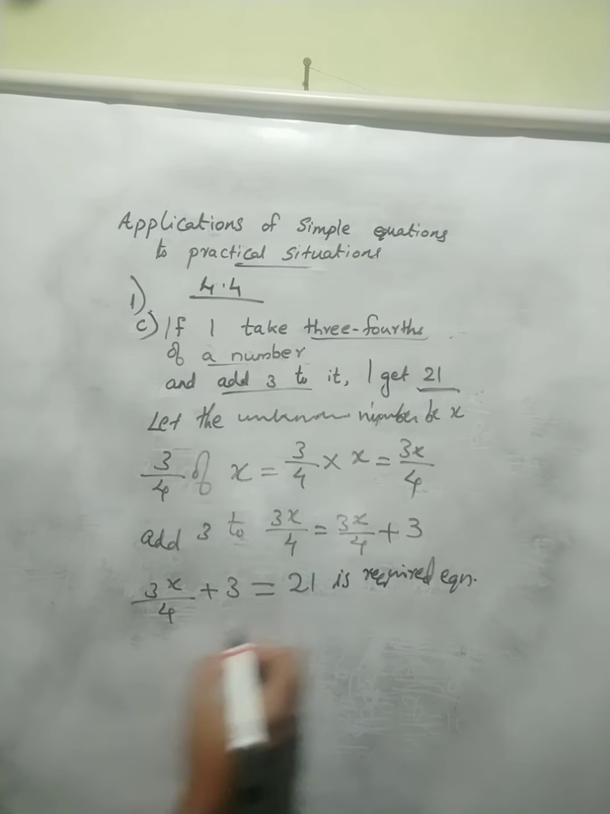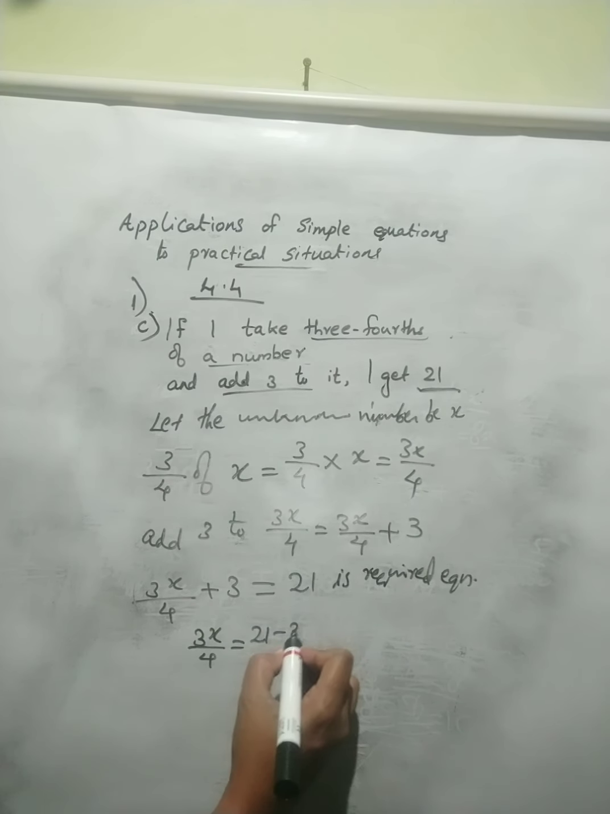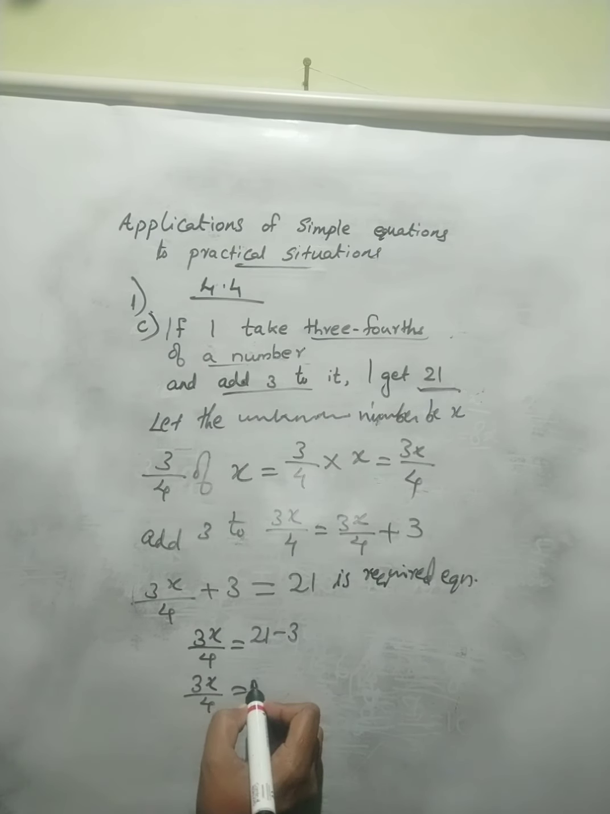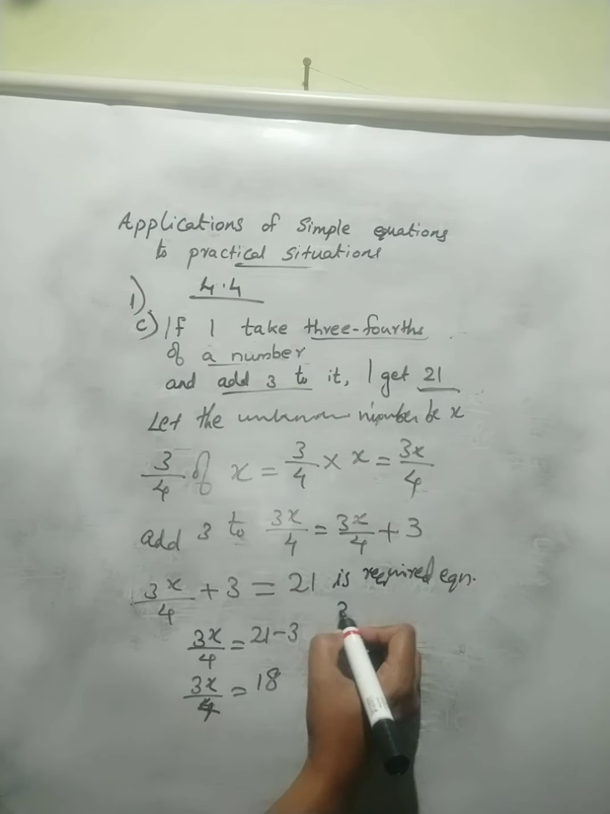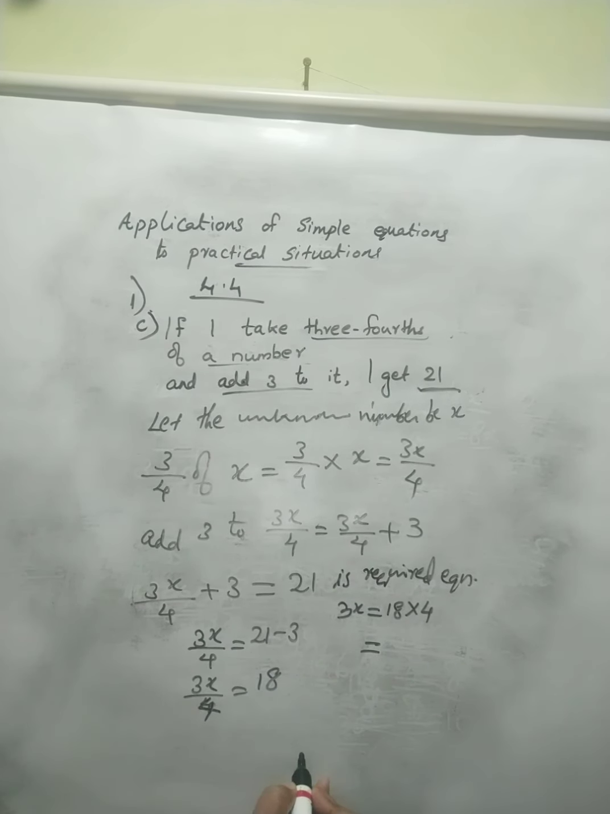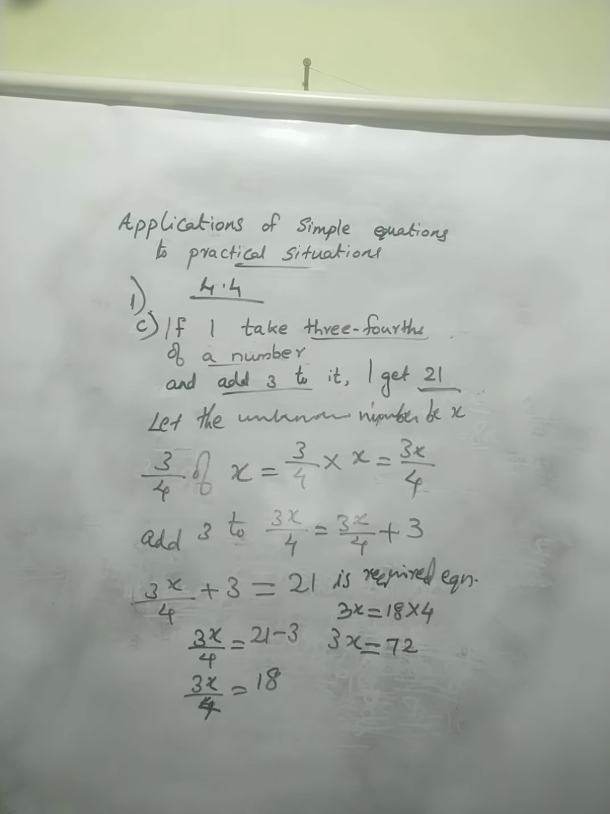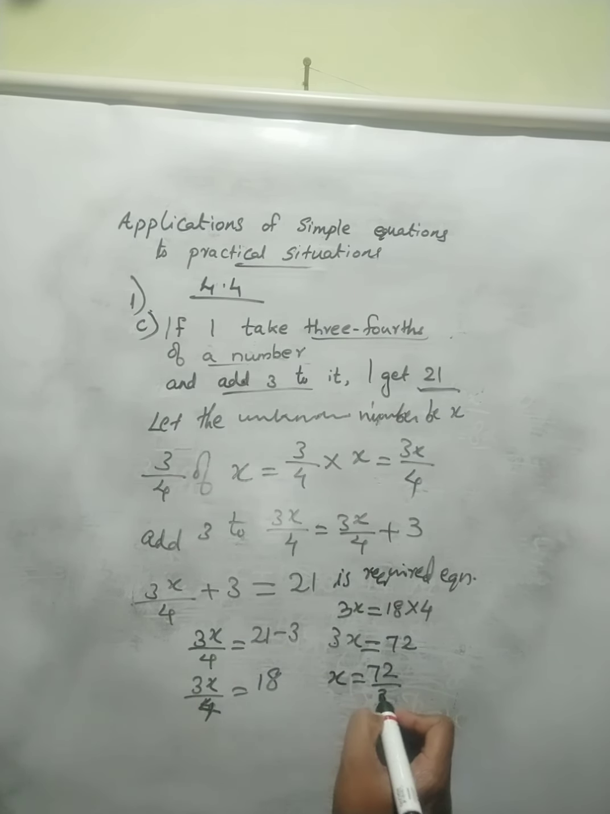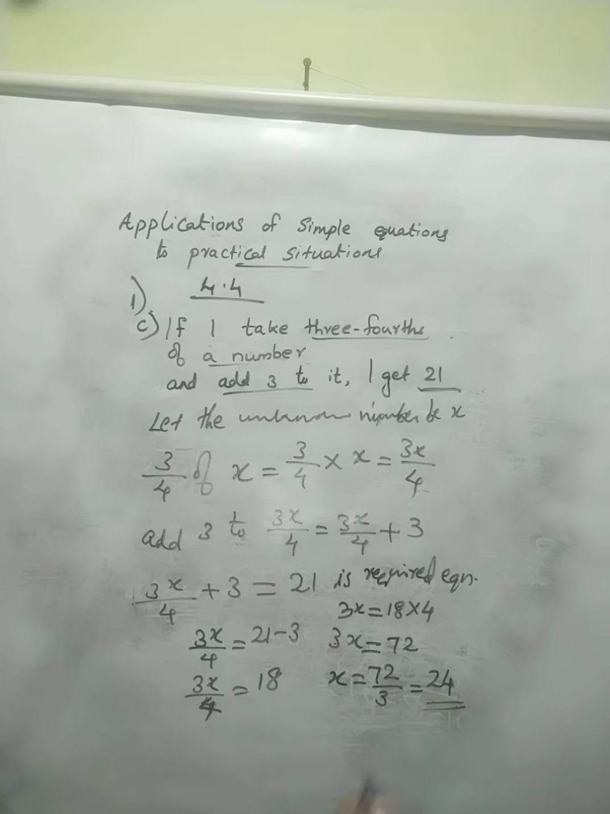So here we have to solve this. This is the variable part. Now 3x on 4 is equal to 21 minus 3. That is 18. Then here dividing by 4, so how can we do? 3x is equal to 18 times 4. What is 18 times 4? 72. 3x is equal to 72. Then here 3 times x, so what can we do? 72 divided by 3. What is the answer? 24 is the answer. 24 times 3 is 72.